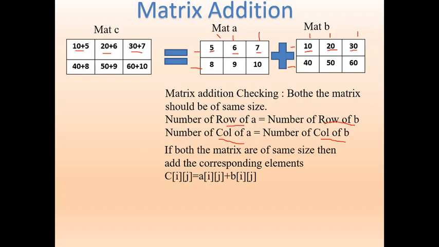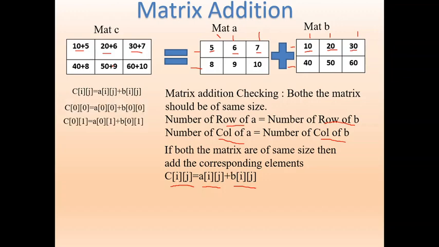Once the size is the same, this will be the formula: Cij equals Aij plus Bij. Corresponding elements are to be added together. Like that, C00 equals A00 plus B00. C01 equals A01 plus B01.